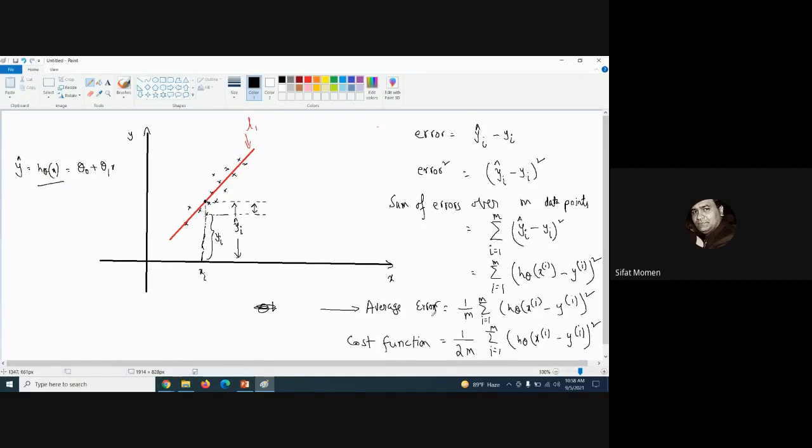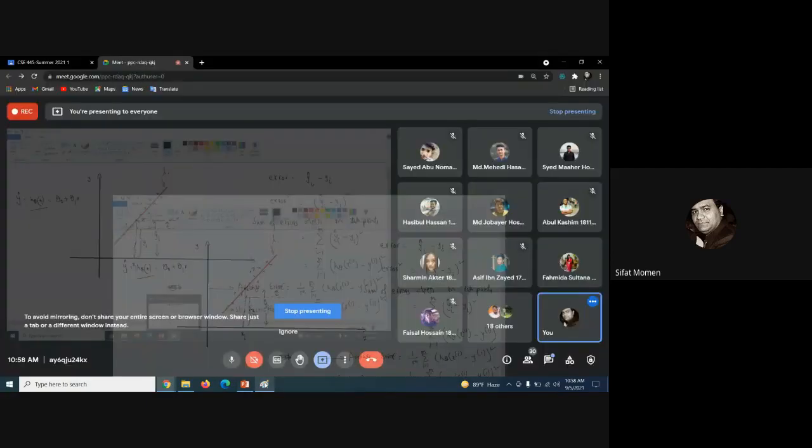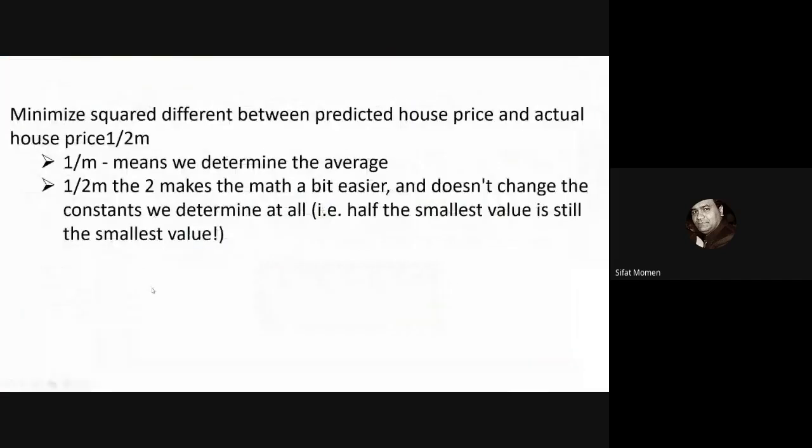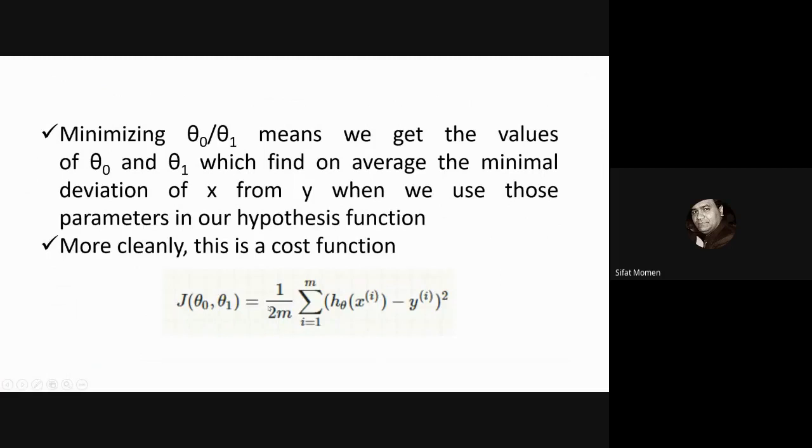Just the point is average error ke half kora hoyeche, tai na naki na? Yes, because there is a factor of 2 over there, 1 by 2 is there. Yes or no? Yes, sir. So if you now see this equation that we've seen over here, this is the cost function we have, right? And this cost function is 1 by 2m, sigma i equals 1 to m, h theta xi minus yi whole square. Is it clear, nakina? Agreeable?